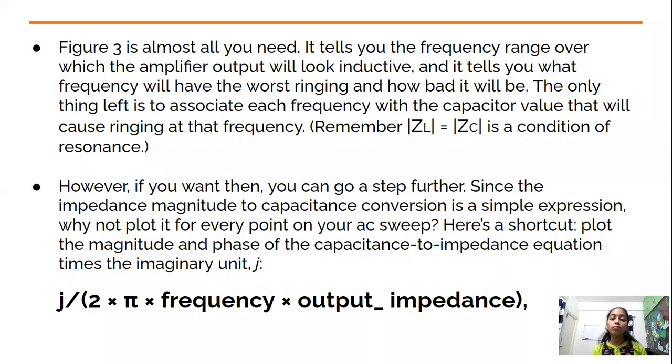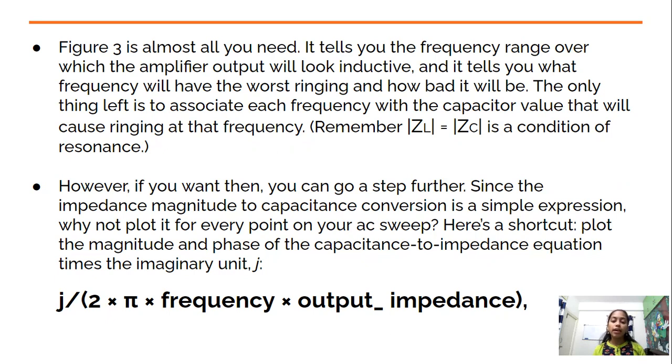Figure 3 is almost all you need. It tells you the frequency range over which the amplifier output will look inductive, and it tells you which frequencies have the worst ringing and how bad it will be. The only thing left is to associate each frequency with the capacitor value that will cause ringing at that frequency. Remember, ZL equals ZC is the condition of resonance.